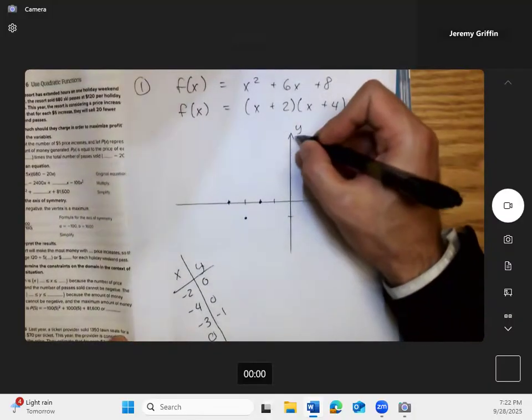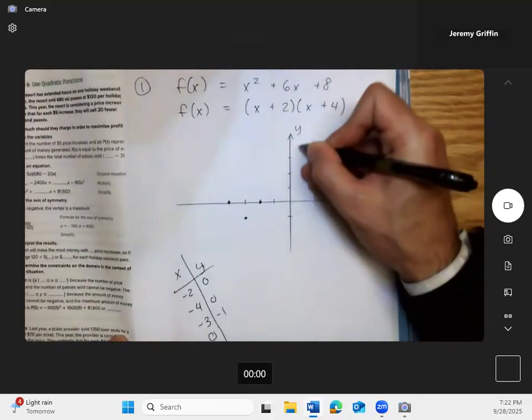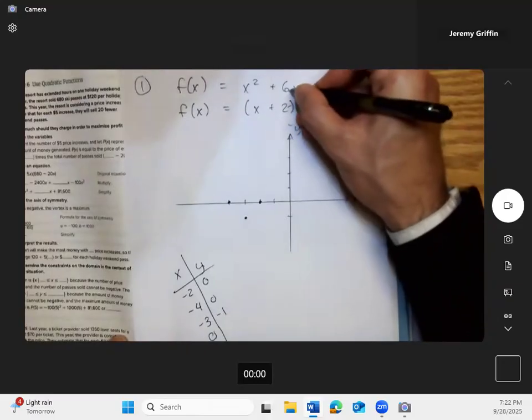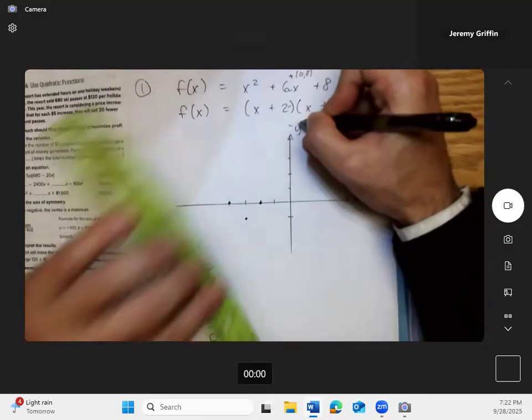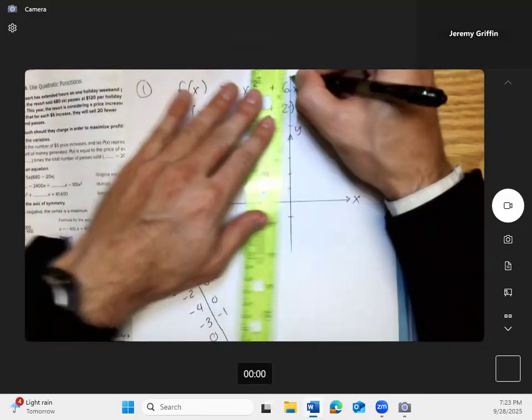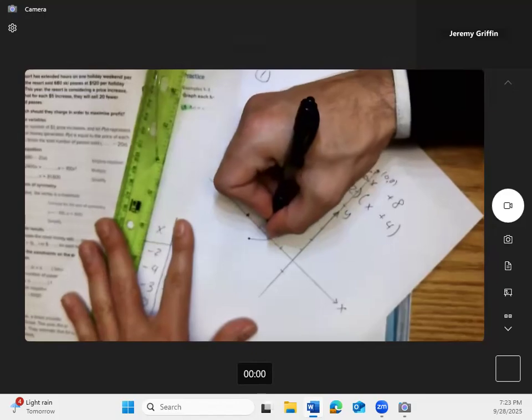Well, that's kind of off the page here. 1, 2, 3, 4, 5, 6, 7. Actually, okay, kind of fit there. So (0, 8), which is way up here on the graph. That would be the parabola.